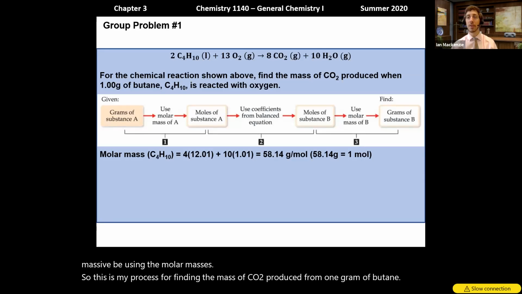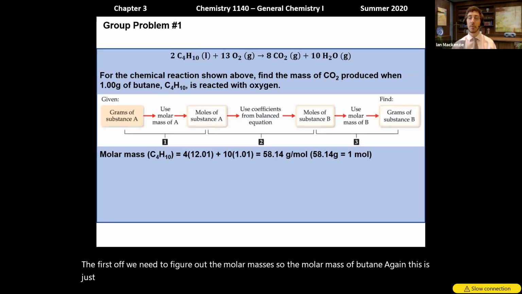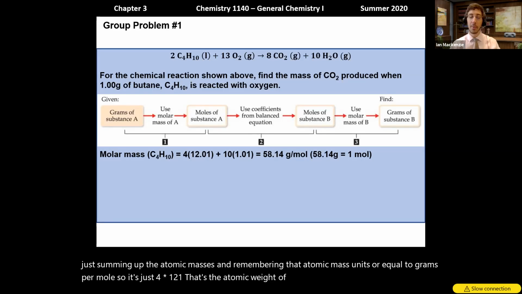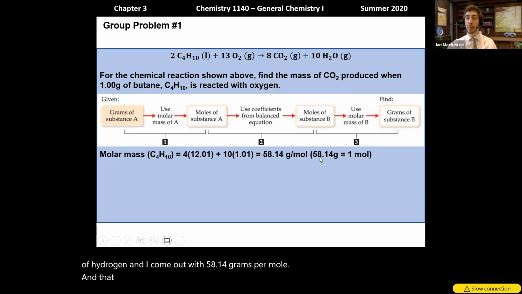So first off, we need to figure out the molar masses. So the molar mass of butane, again, is just summing up the atomic masses and remembering that atomic mass units are equal to grams per mole. So it's just 4 times 12.01, that's the atomic weight of carbon, plus 10 times the atomic weight of hydrogen, and I come out with 58.14 grams per mole, and that is simply then an equality. 58.14 grams of butane is equal to 1 mole of butane, so that's my conversion factor.